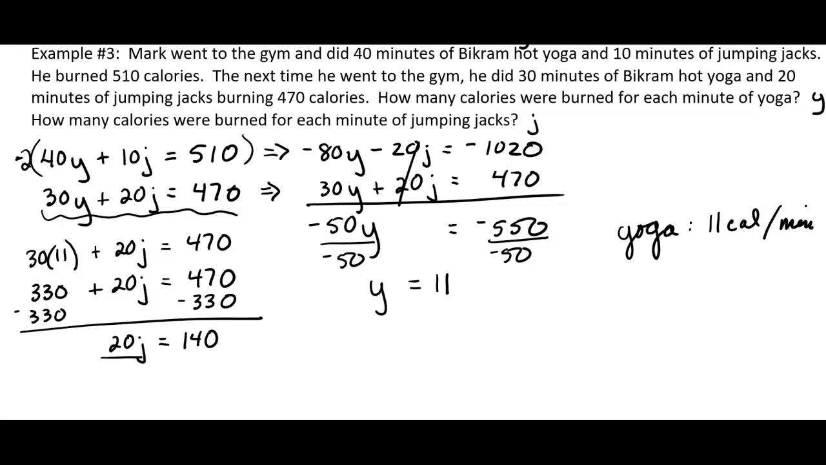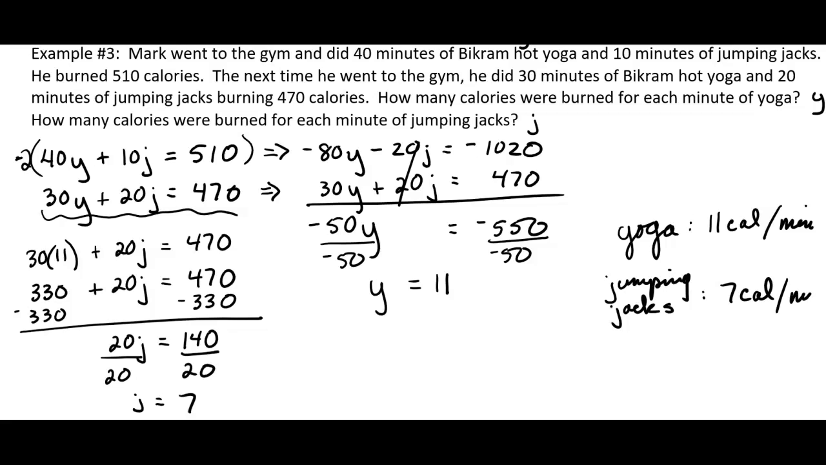And then we're going to divide by 20. And we're getting j to be 7. So when he's doing jumping jacks, looks like he's burning 7 calories per minute, which kind of surprises me. Better stick with the yoga maybe. He's burning 7 calories per minute.